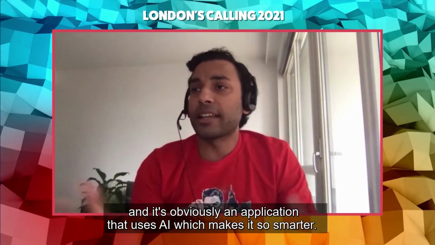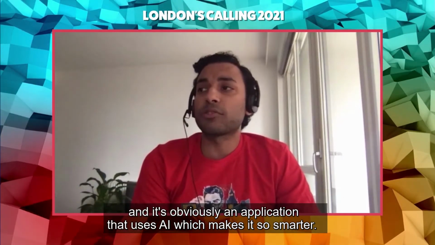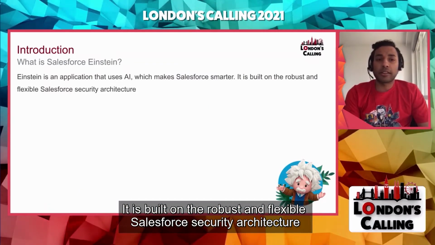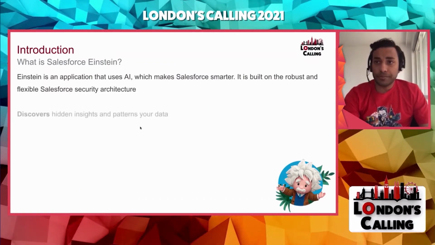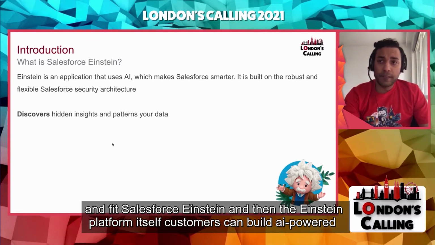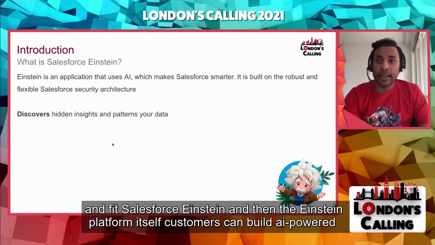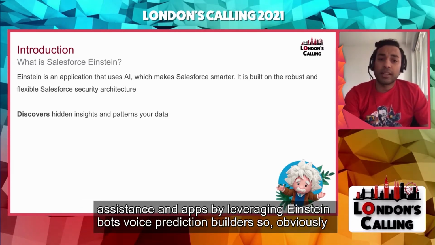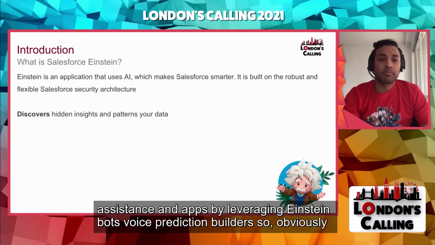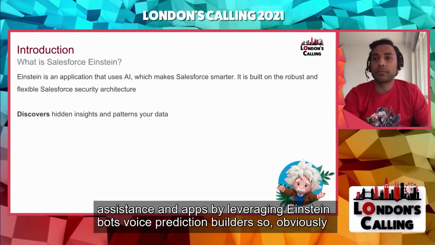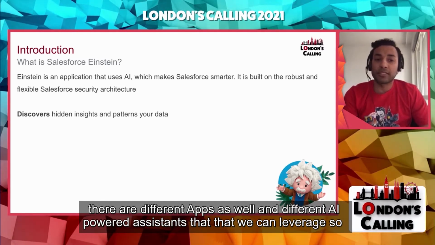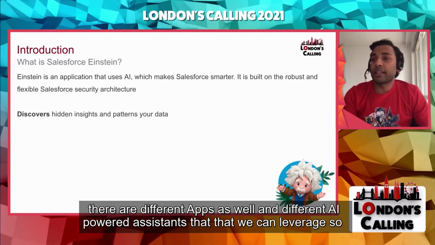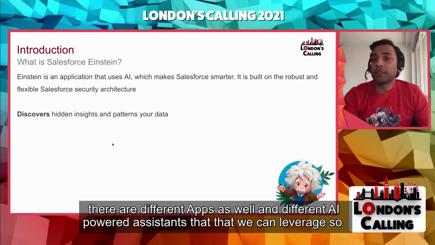It's obviously an application that uses AI, which makes Salesforce smarter. It's built on the robust and flexible Salesforce security architecture. With Salesforce Einstein and the Einstein platform itself, customers can build AI-powered assistants and apps by leveraging Einstein bots, voice, prediction builder. So obviously there are different apps as well, and different AI-powered assistants that we can leverage.